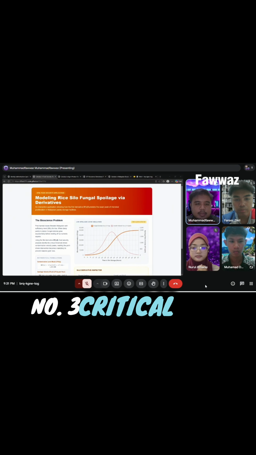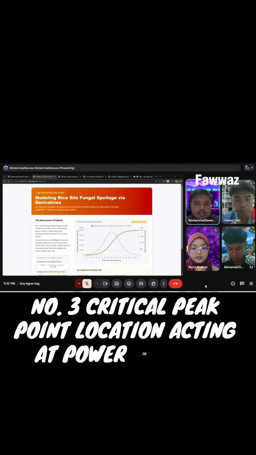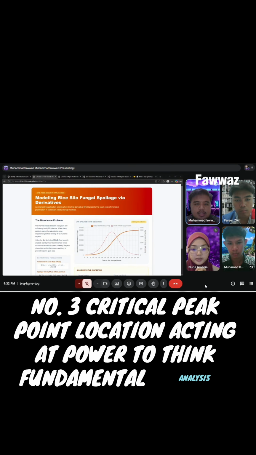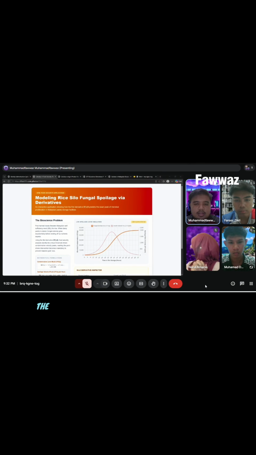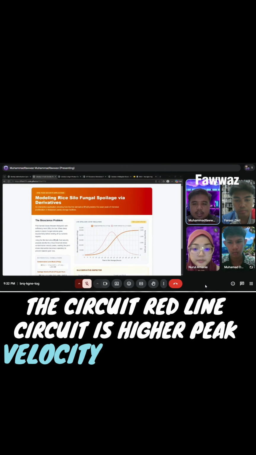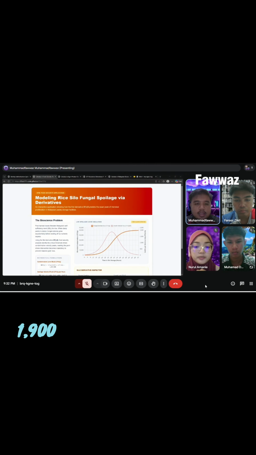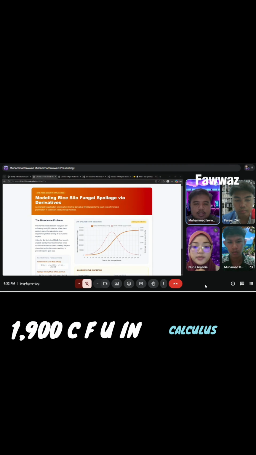Number 3, critical peak point. Location at hour 36. Mathematical analysis at hour 36: the red line reaches its highest peak velocity value of almost 1,900 CFU in calculus concept.